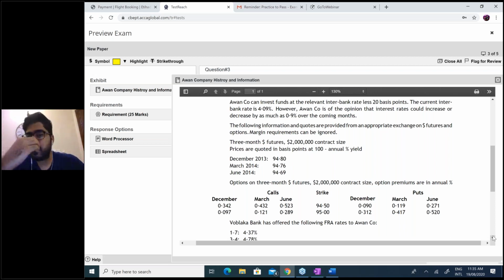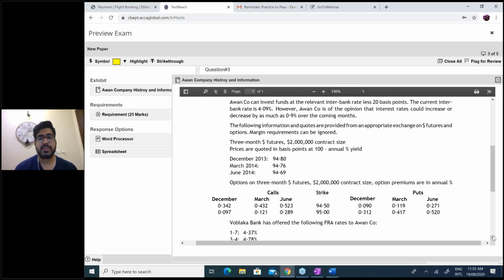Awan can invest funds at interbank rate less 20 basis points. The current interbank rate is 4.09%. However, Awan is of the opinion that interest rates could increase or decrease by as much as 0.9% over the coming months.